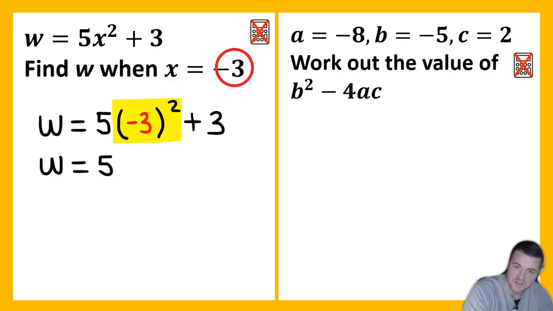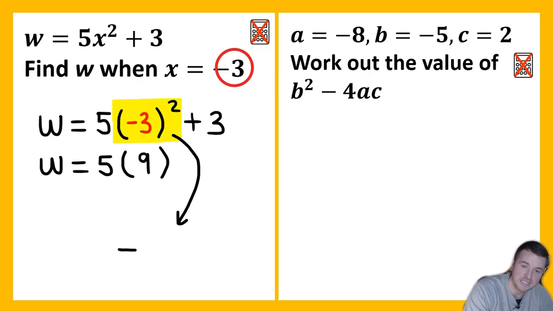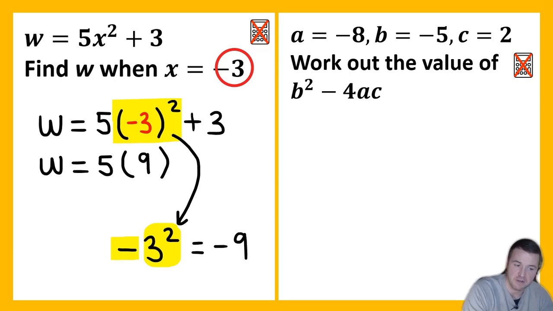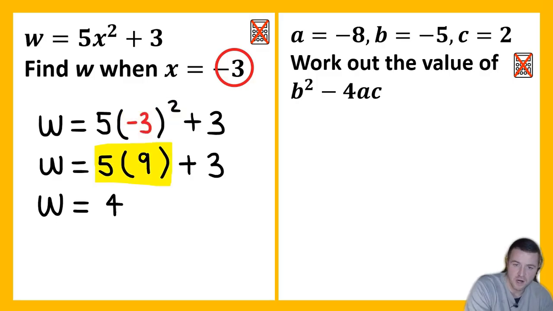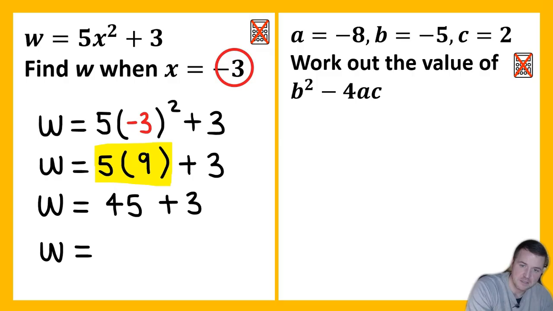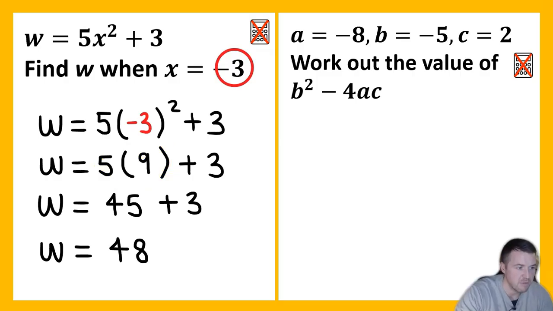So starting off with (-3) squared, -3 multiplied by -3 gives me +9. Another mistake is to confuse this with -3 squared. Without the brackets, BIDMAS would tell me to square my 3, which is 9, and then multiply through by -1, giving me -9. These two are not the same. In this case, for this question, I'm squaring -3, which will be positive. 5 lots of 9 is 45, and adding 3 to simplify my answer will leave me with 48.